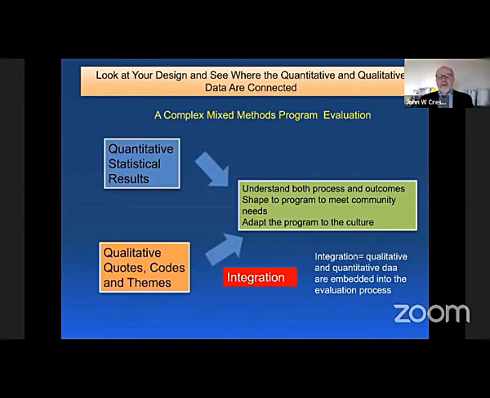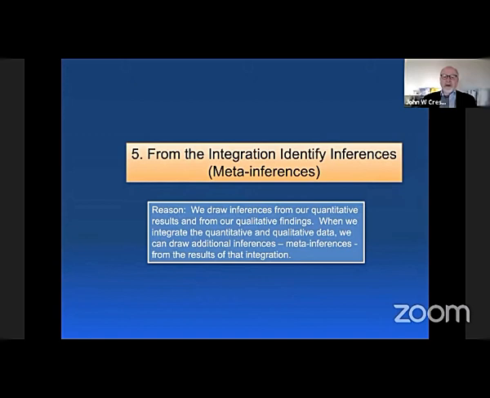Next one, which is really important: from the integration, draw conclusions about what not only the quantitative results tell us in your study and your qualitative results, but what does the integration tell us? What are the new conclusions that we can come to from merging these two databases? We call these meta inferences, because there are inferences beyond the quantitative and qualitative inferences. They're meta inferences.